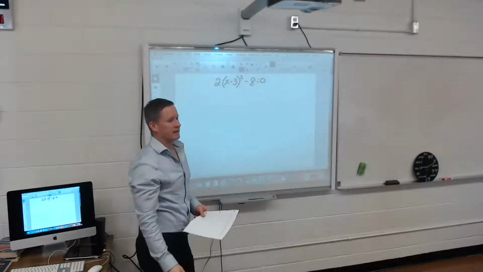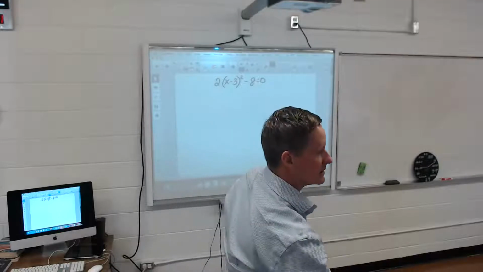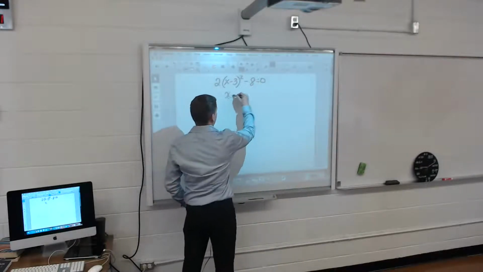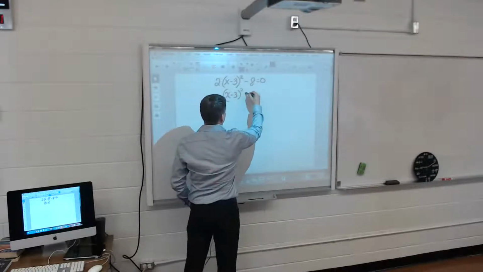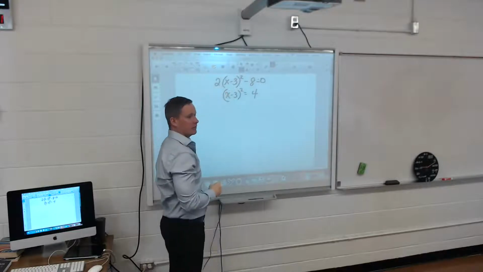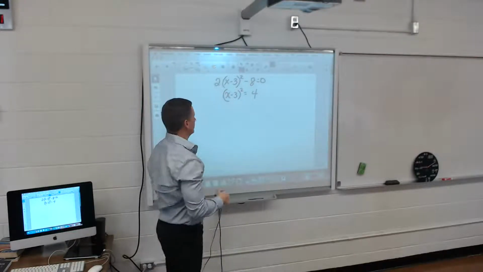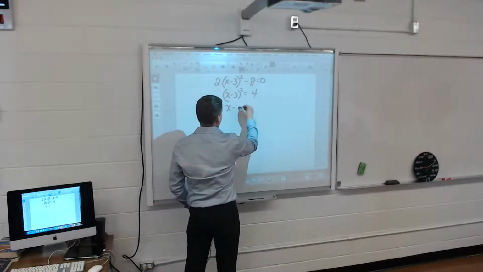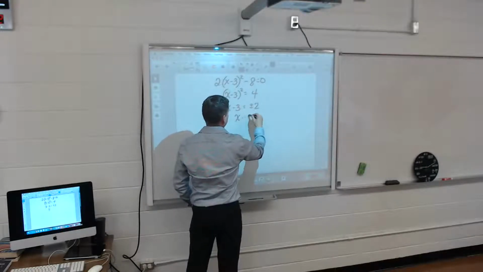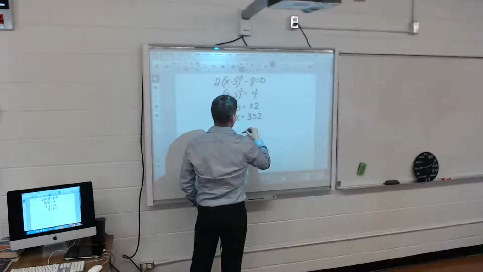So that one's already done for completing the square. So you've eliminated a couple of your steps. So now I go (x minus 3) squared is equal to 4. I add 8 and divide by 2, right? Now I take the square root of it. x minus 3 is equal to plus minus 2. x is equal to 3 plus minus 2. x is equal to 5 and 1.